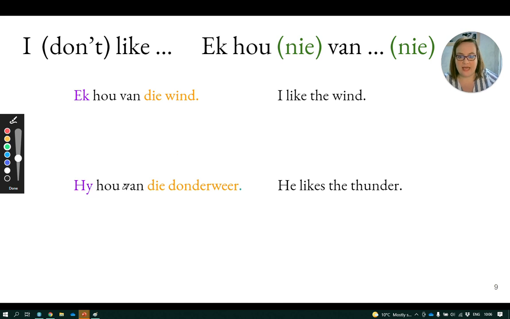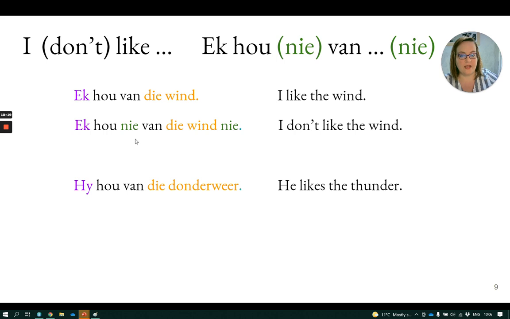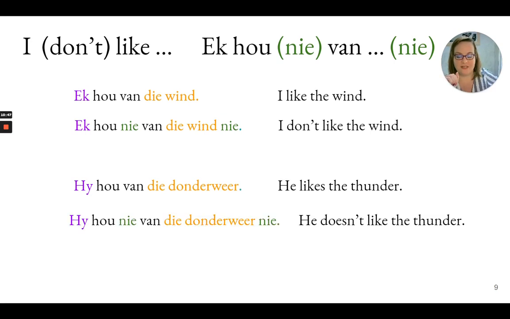Okay. Hy hou nie van die donderweer, nie. He likes the thunder, he doesn't like the thunder. He likes the wind, he doesn't like the wind. So if you would negate this, where would you put the nie? Follow this instruction. So it's still after the verb here and there at the end. And there at the end. So let's look at the first example. Ek hou nie van die wind nie. Okay, hou van is two words, that's one verb. Ek hou nie van die donderweer nie.